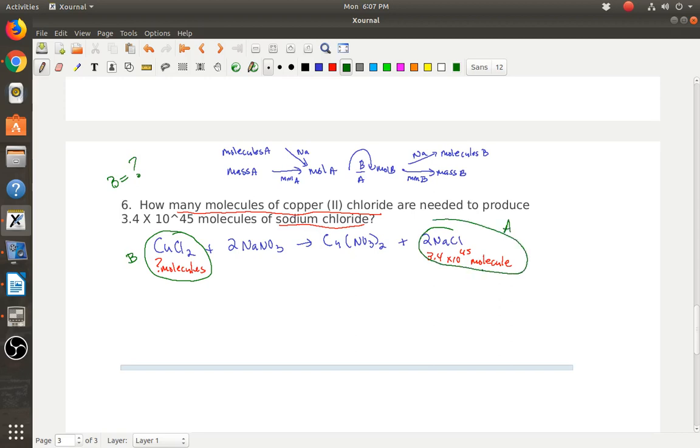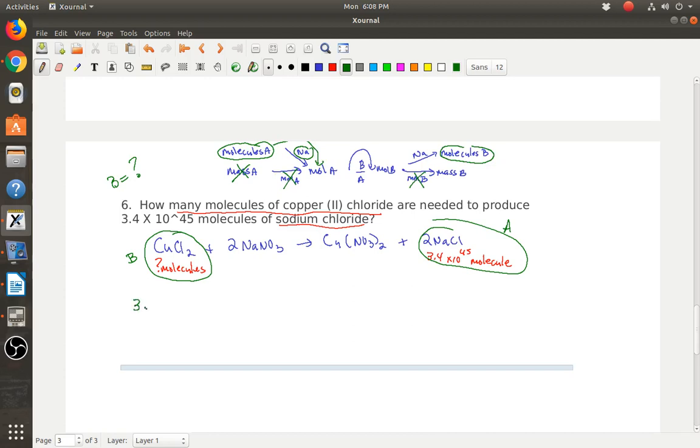All right, where are we starting with A this time then? Molecule A, we don't have the mass of A. We have the molecule count of A. So we're here. So to get to B, which is the molecules of B, we want to get to here. So I'm not going to need the molar mass of B. I'm not going to need the molar mass of A. I'm going to go from molecules to moles using Avogadro's number.